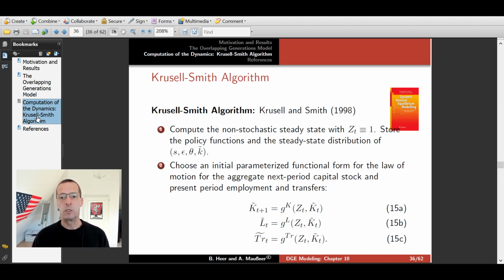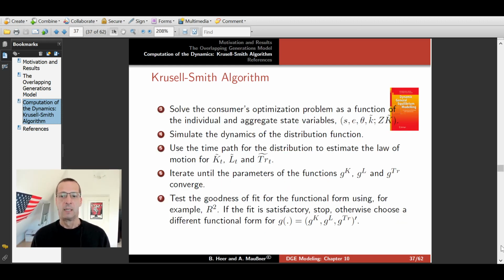And we will copy the functional forms for the dynamic equation 15a from Krusell and Smith, and the equations 15b and 15c are new because these are missing in the model of Krusell and Smith. In this third step, we solve the consumer's optimization problem now as a function of the individual and the aggregate state variables. So we also consider the aggregate technology Z and aggregate capital stock K as states in our policy function here.